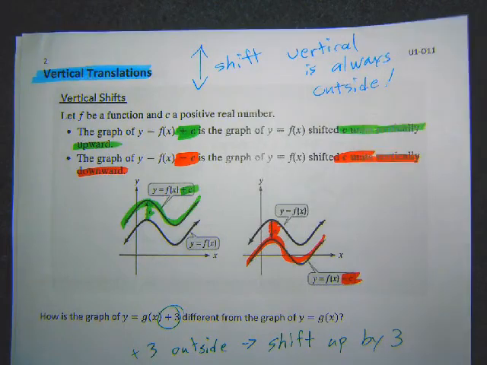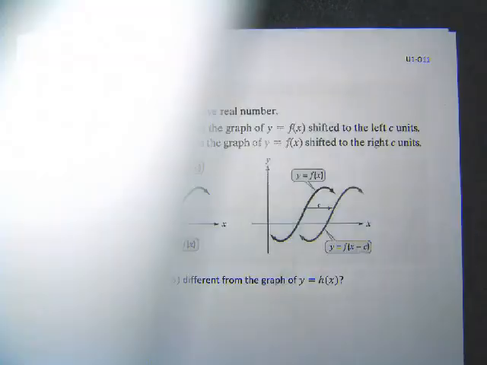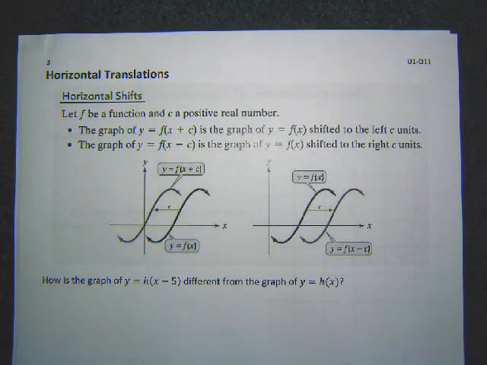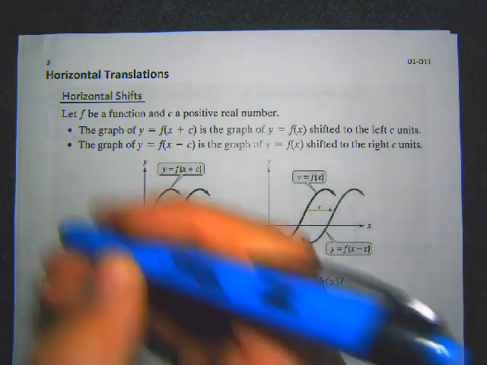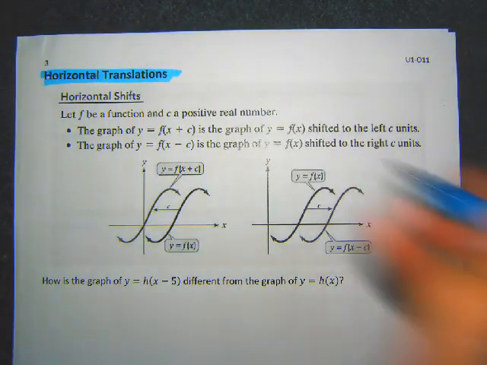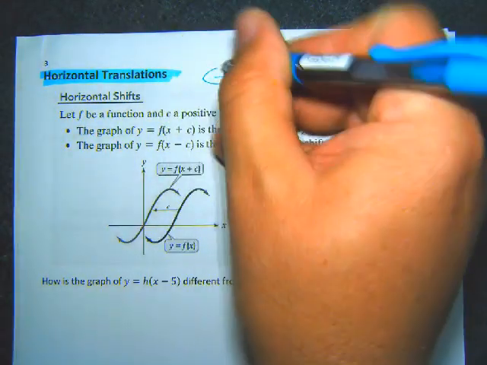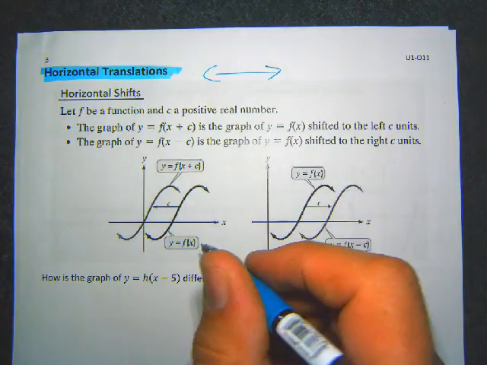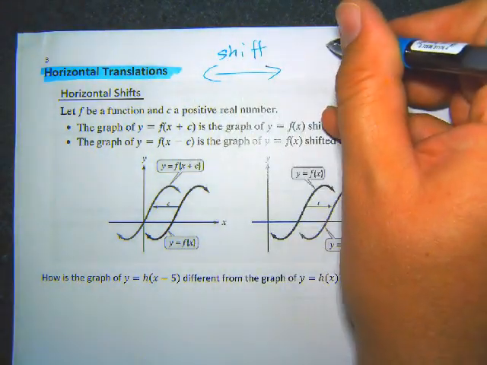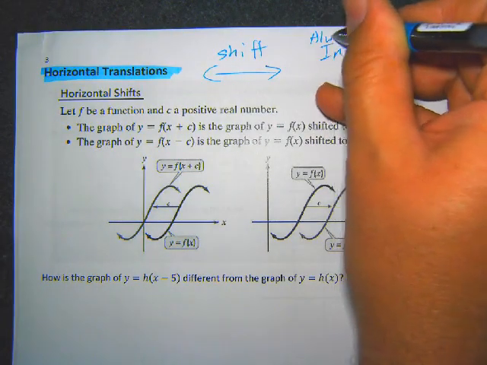Well, what if instead of adding or subtracting on the outside, what if we add or subtract inside the function? Well, then we're going to have a horizontal translation. So instead of vertical, we're going to have a horizontal. That's the difference here. Horizontal means, again, that we're going left or right. So this is left or right. And the horizontal is going to come from when we work on the inside. So always inside if you want to do a horizontal.